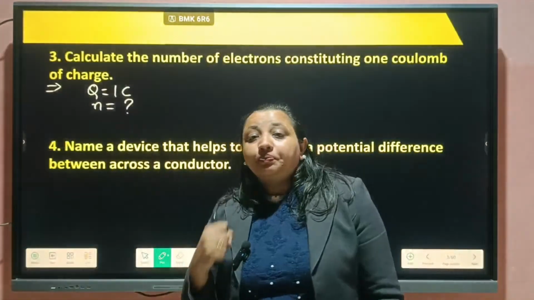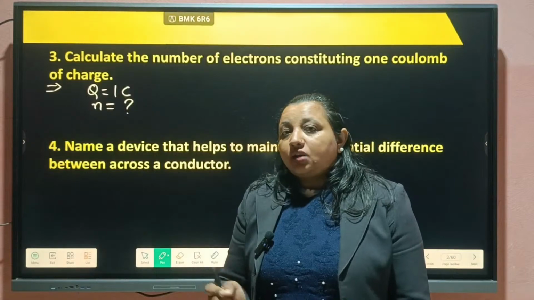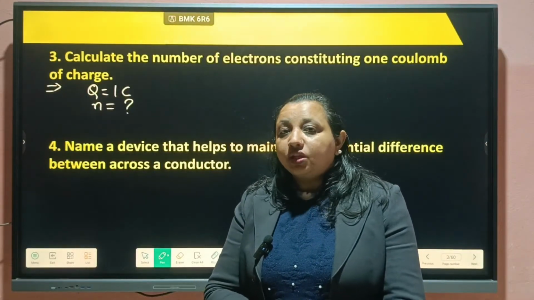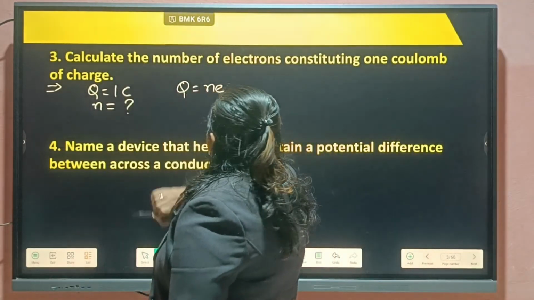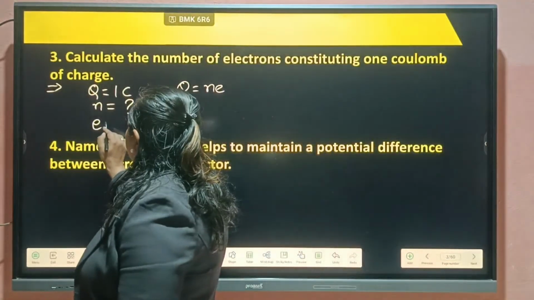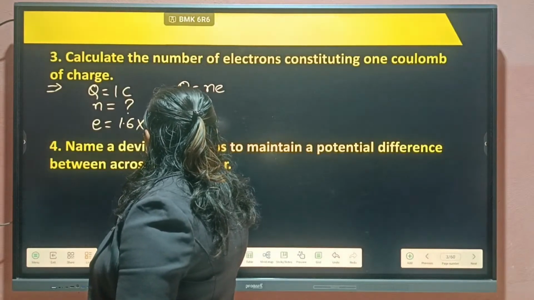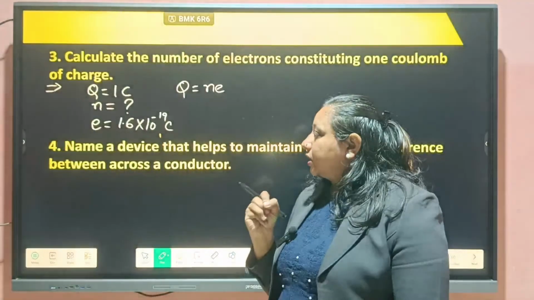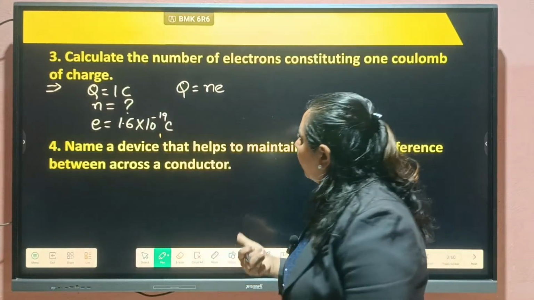Which property of charge are we going to use over here? Quantization of charge. That charge is an integral multiple of the base unit e, that is Q equals ne. Here e is the charge on an electron, that is 1.6 into 10 raised to the power minus 19 coulomb. This is the magnitude of the charge on an electron and its polarity is negative, right?